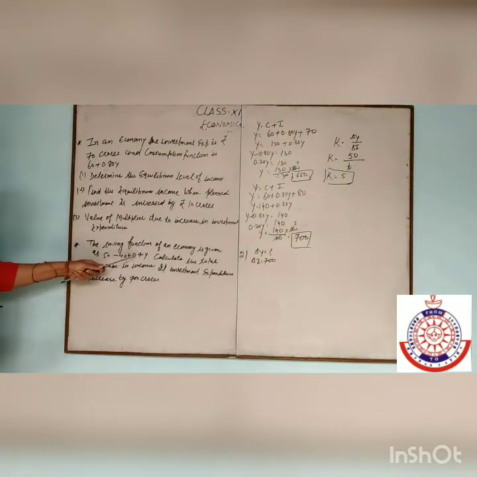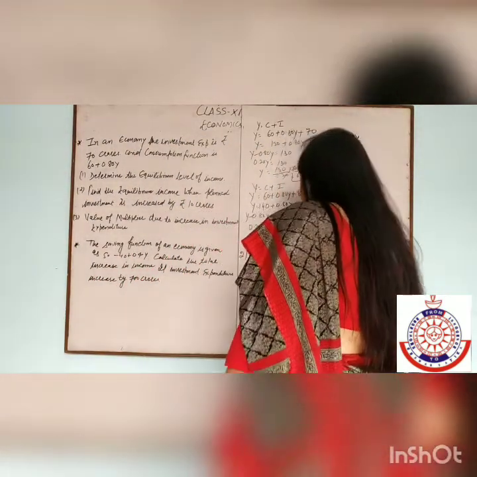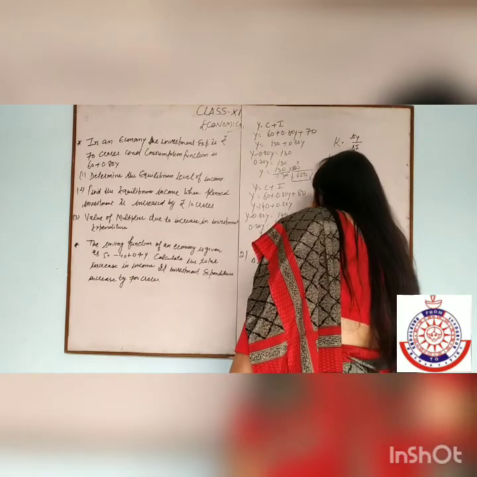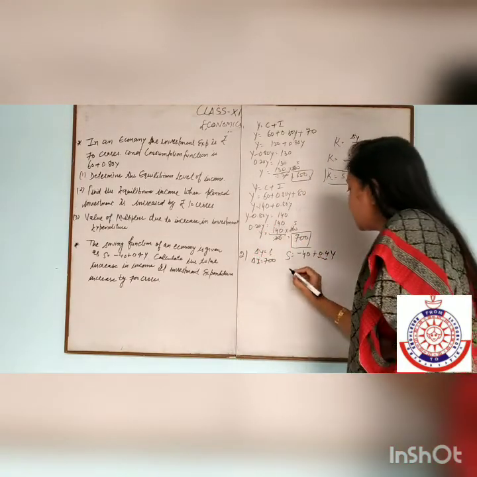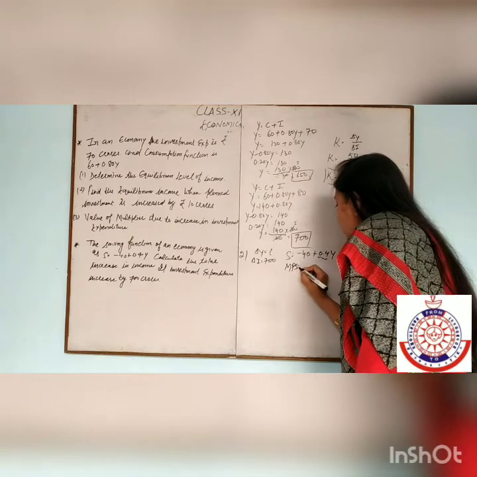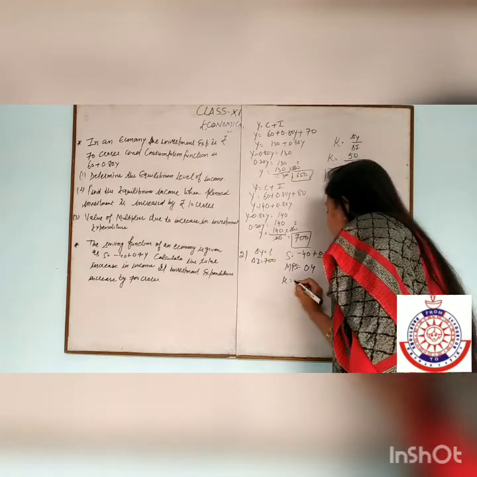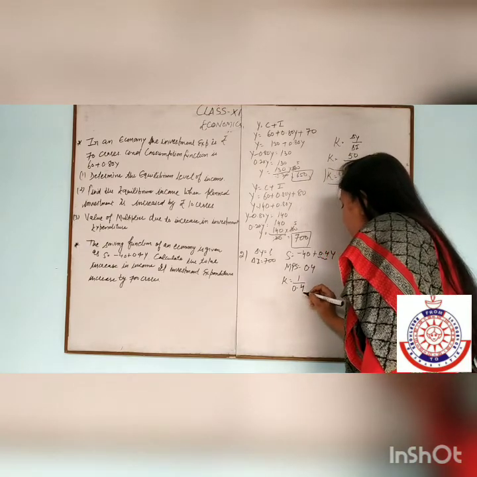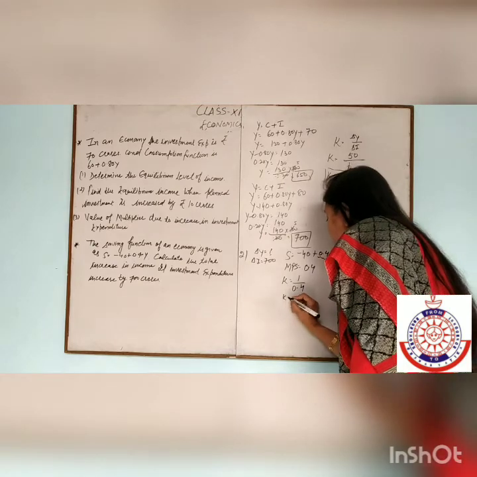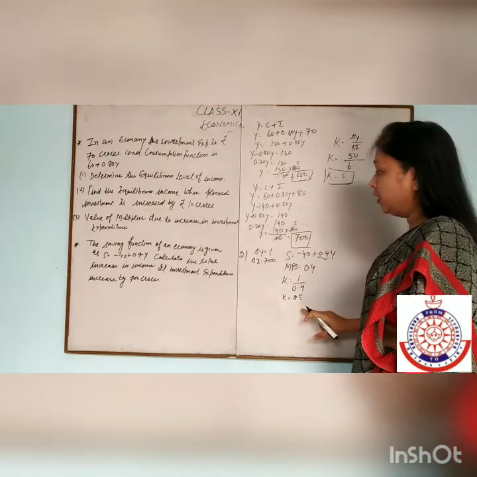In saving function, 0.4 is a MPS. In saving function, minus 40 plus 0.4y. Here, 0.4 is a MPS. MPS is equal to 0.4. Then if MPS is equal to 0.4, then multiplier is equal to 1 over MPS. That is equal to 2.5. Multiplier is equal to 2.5.